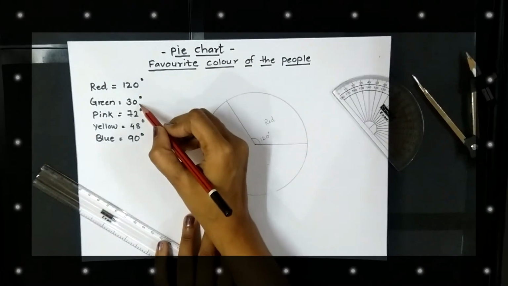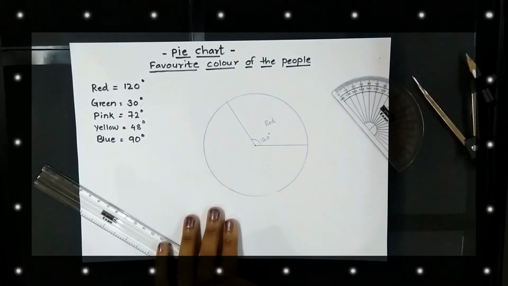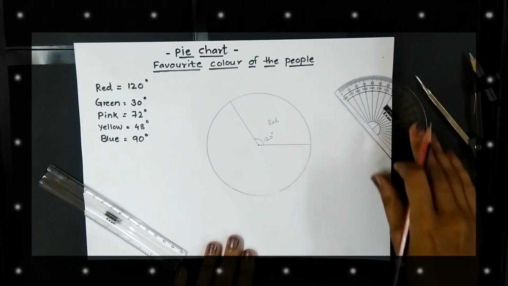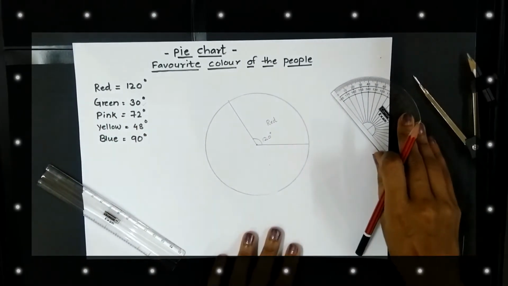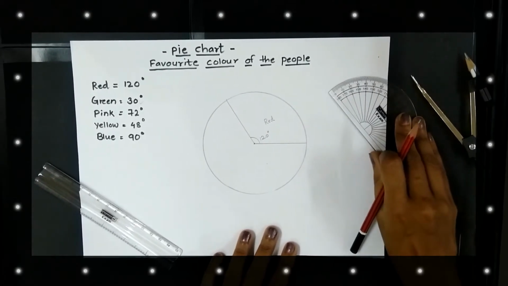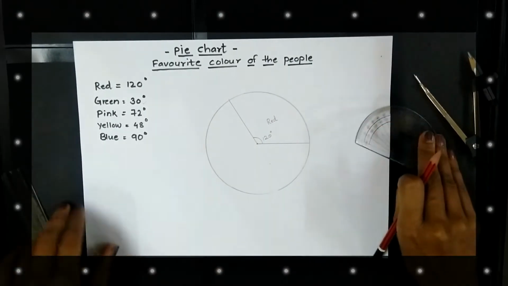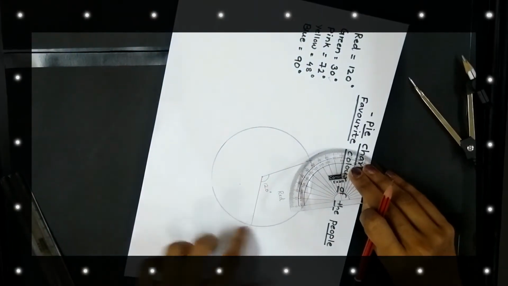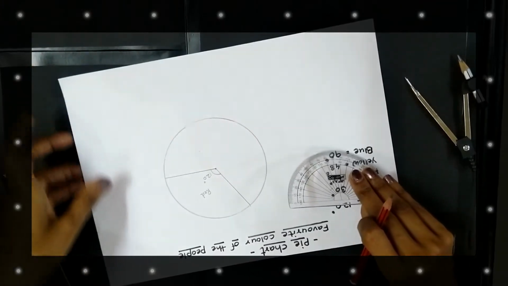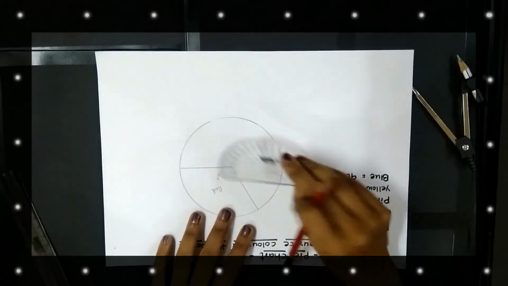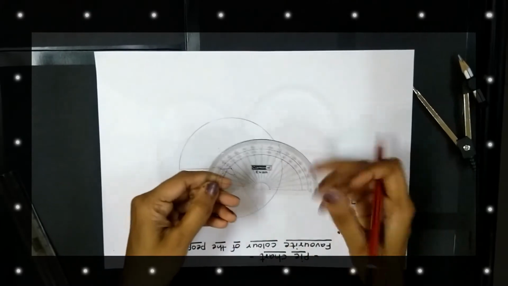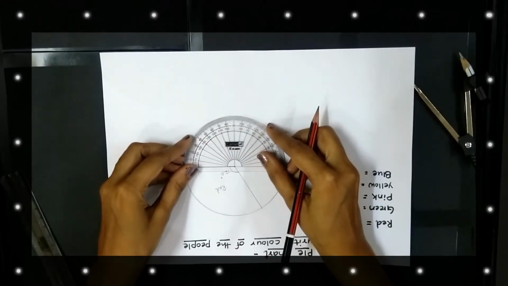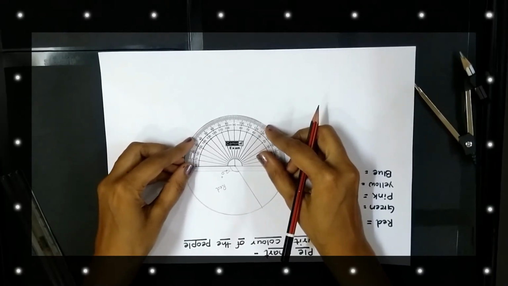Similarly, my next step will be to construct an angle of 30 degrees to represent the green color sector of the pie chart. For that, I'm going to shift my paper a little bit, and I'm going to make this line the baseline to construct a 30 degrees angle. So this line will be the baseline. The protractor has to be kept in alignment with the baseline and the center of the circle as shown previously.